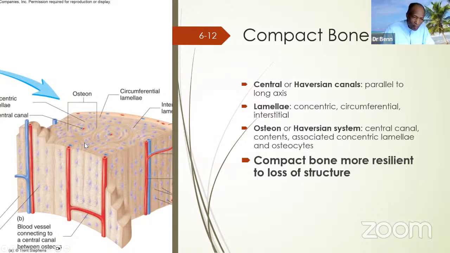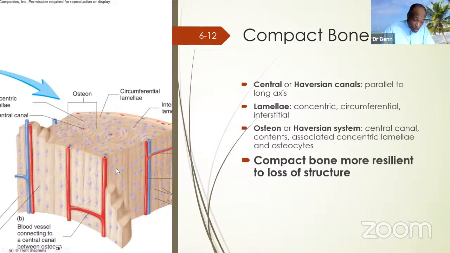So our compact bone is what's in the center of long bones. And you see these little circles we call osteons. And in the center of every osteon is a blood vessel. And these blood vessels supply blood through that. So bone is very vascular, rich in blood supply.